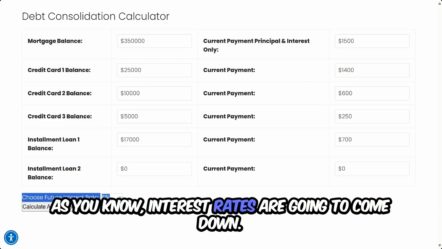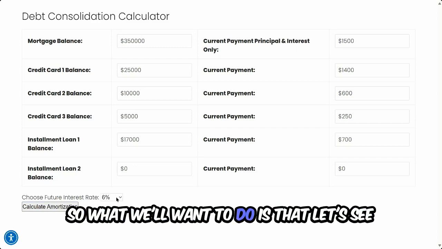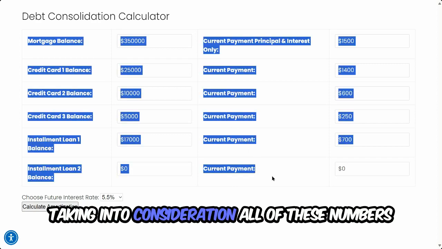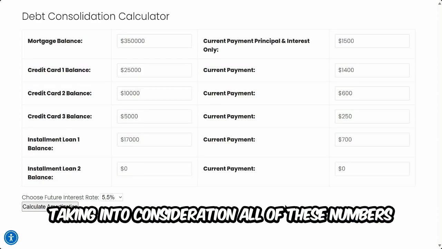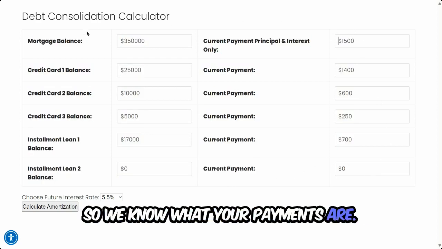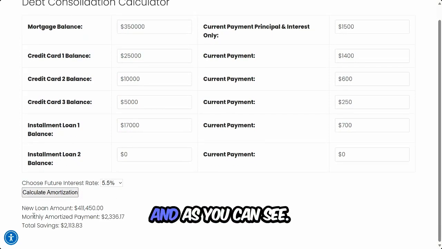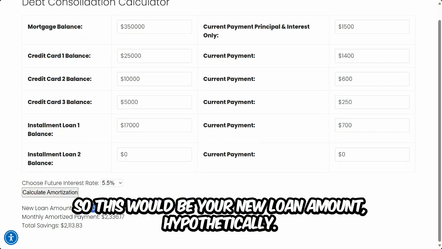As you know, interest rates are going to come down. So what we'll want to do is let's see what a debt consolidation refi would look like at 5.5%, taking into consideration all of these numbers. So we know what your payments are. We know what your mortgage balance is. Hit calculate. And as you can see, this would be your new loan amount, hypothetically, and this would be your monthly savings.